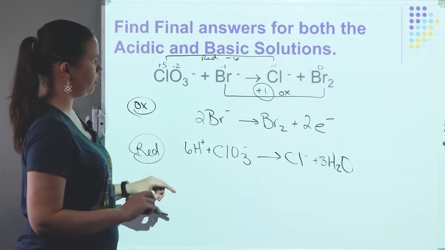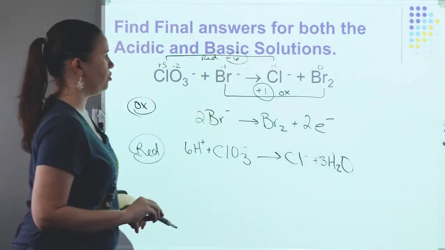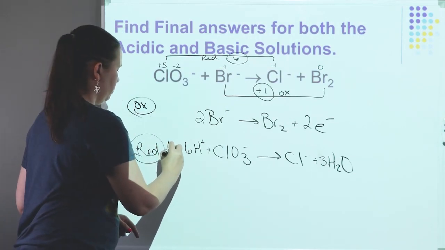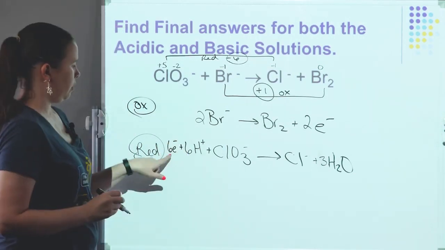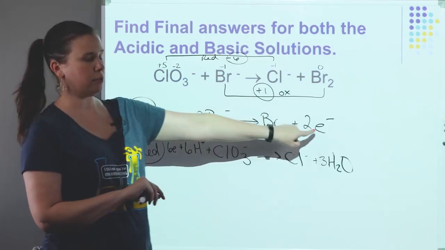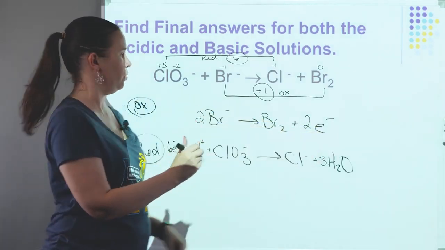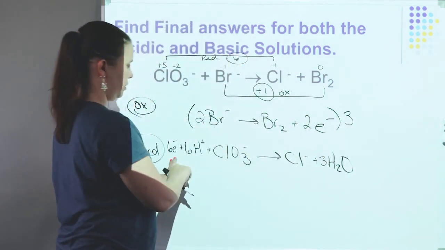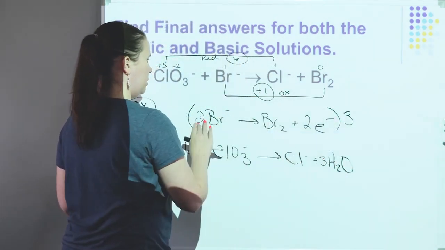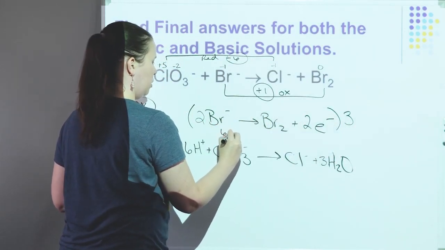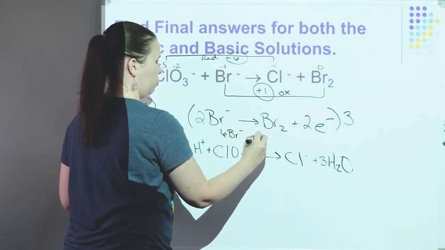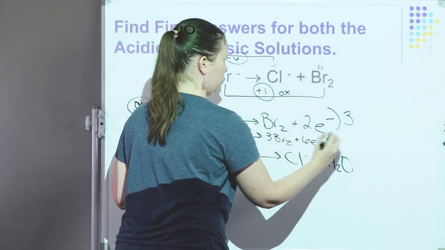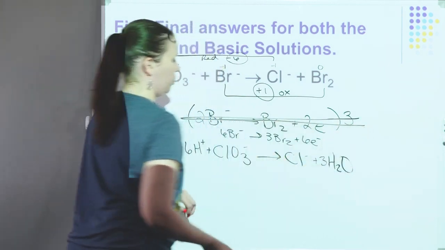Now let's think about the electrons. Here it shows I had a change of 6 per chlorine, and it's only 1 chlorine this time. So I'm going to have 6 electrons. Now I can't use 6 electrons when I've only given off 2. So this top equation is going to need to be multiplied by 3 to get to 6 electrons. So 3 times 2 is 6 bromine ions producing 3 bromine molecules and 6 electrons. And that'll do it for the top equation.